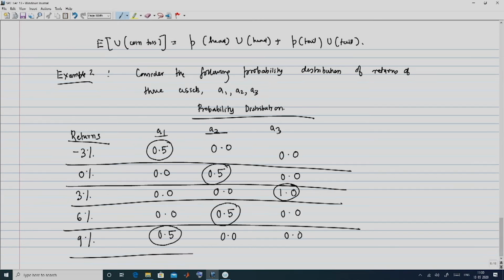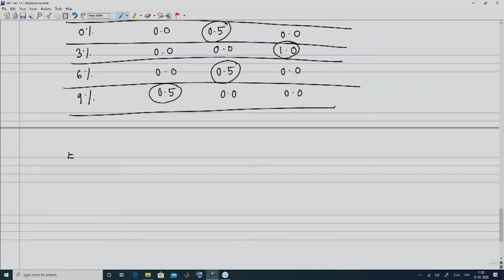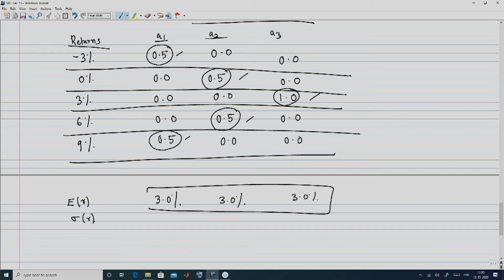So, from here you can see that the expected return for the first asset is going to be minus 3% into 0.5 plus 9% into 0.5. So, this is 3.0%. For the second asset, it is 0% with probability 0.5 and 6% with probability 0.5. So, again the expected return is 3%, and in the third case it is a certain return of 3% with probability 1. However, even though they have identical expected returns, they have different risk as given by the standard deviation.